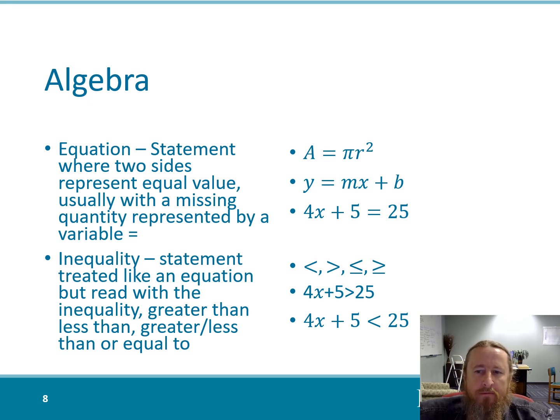We also have inequalities. Inequalities are treated like equations, but you read them with the greater than or less than symbol. So instead of 4x plus 5 equals 25, our first example is 4x plus 5 is greater than 25. We can also have 4x plus 5 is less than 25. If you have greater than or equal to or less than or equal to, you read the or equal to as part of the inequality sign.